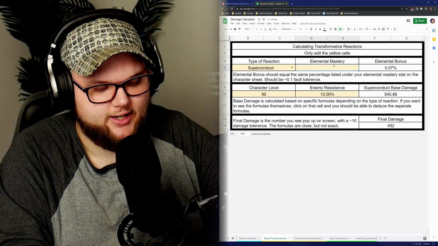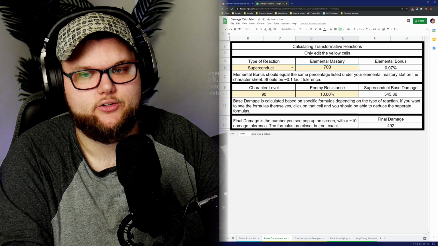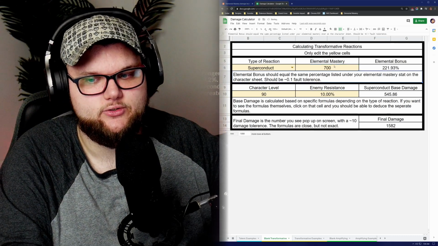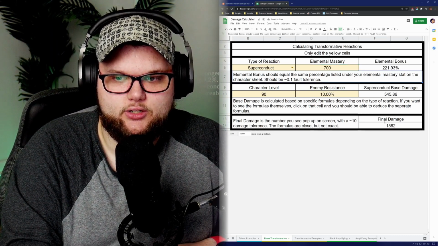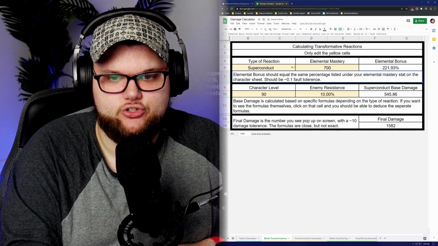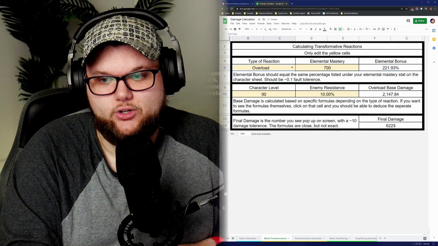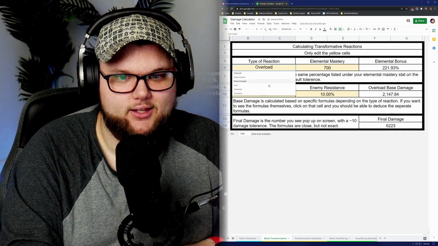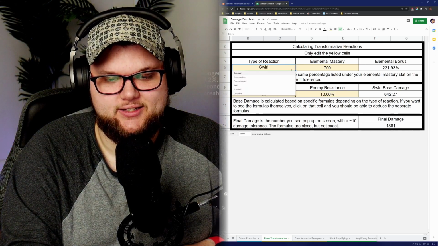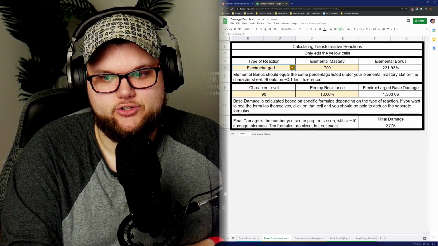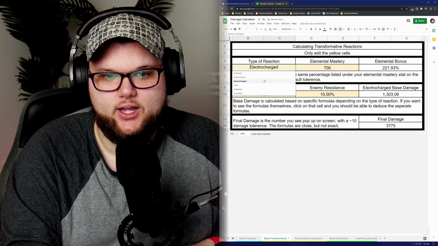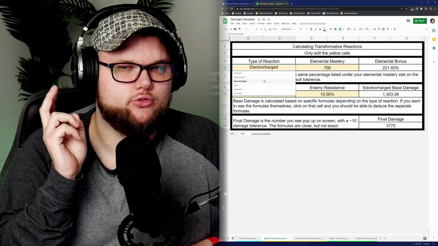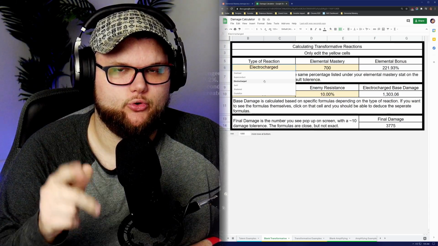But just for example, if we have a level 90 character who has 700 elemental mastery, you can see that superconduct will end up doing 1,582 damage. Overload would do 6,223. Swirl damage is 1,861. Electrocharged 3,775. But remember, electrocharged actually ticks twice. There is that cooldown before it ticks again.